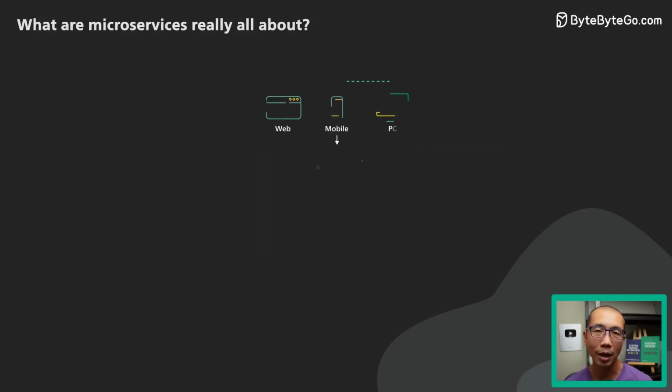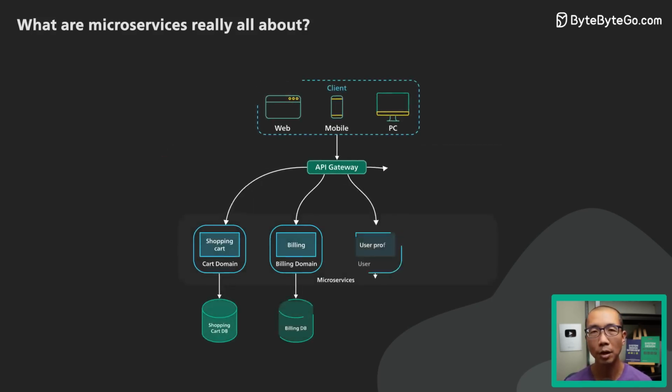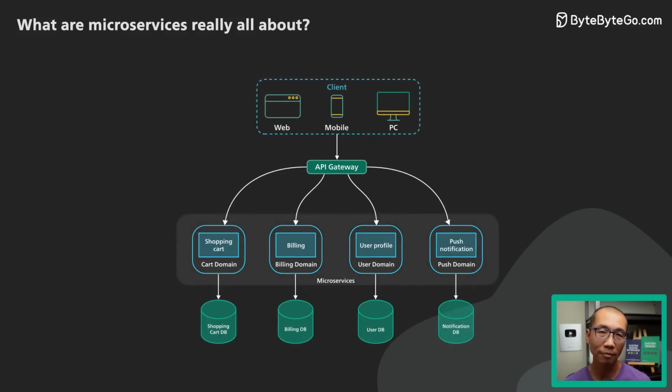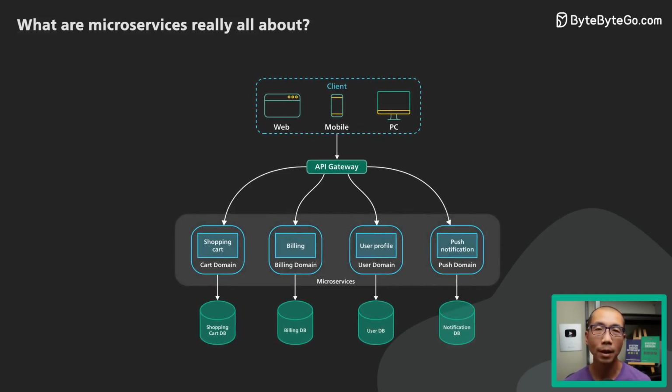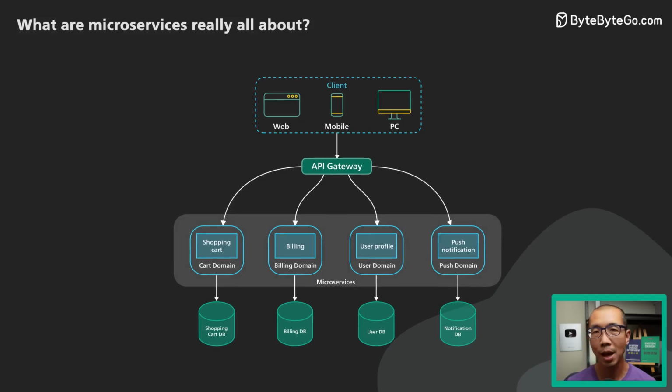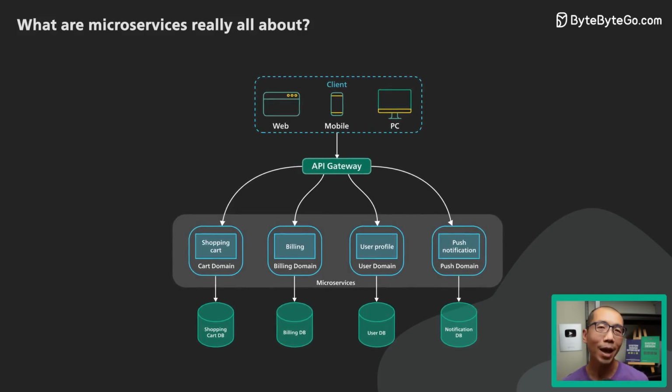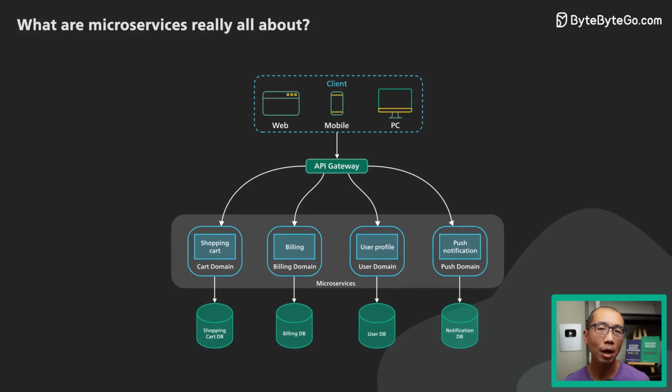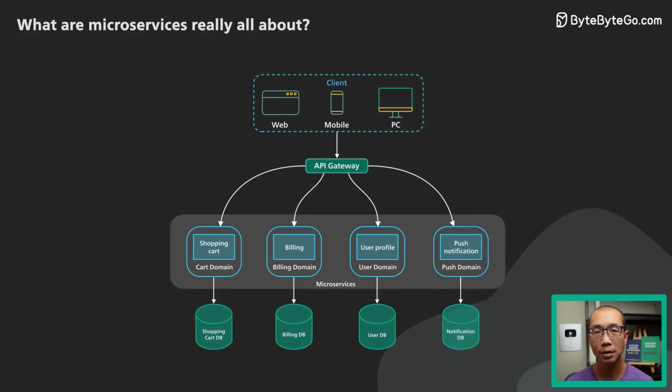Now let's take a look at other critical components required for a successful implementation of microservices architecture. A key component is an API gateway. API gateway handles incoming requests and routes them to the relevant microservices.